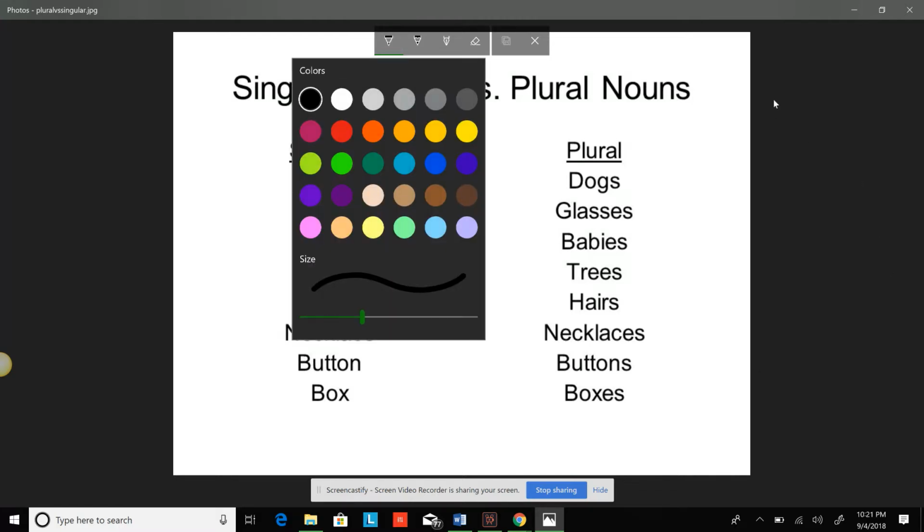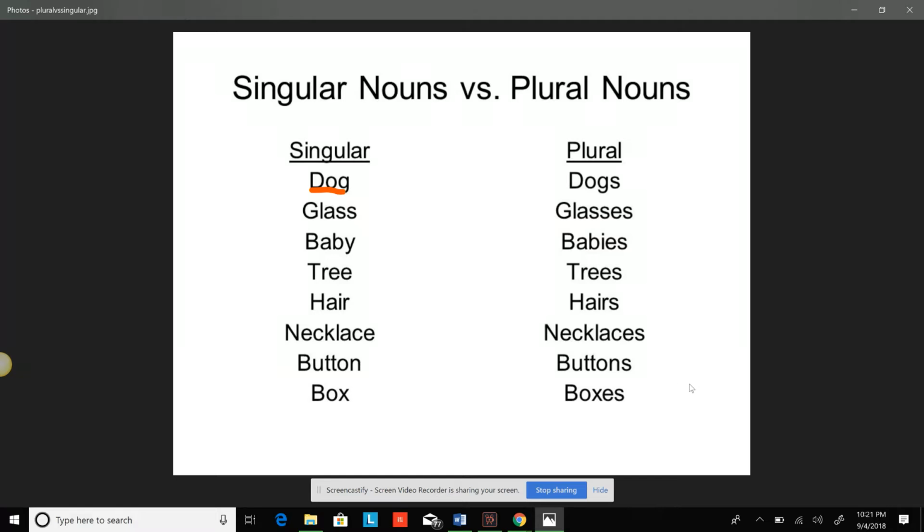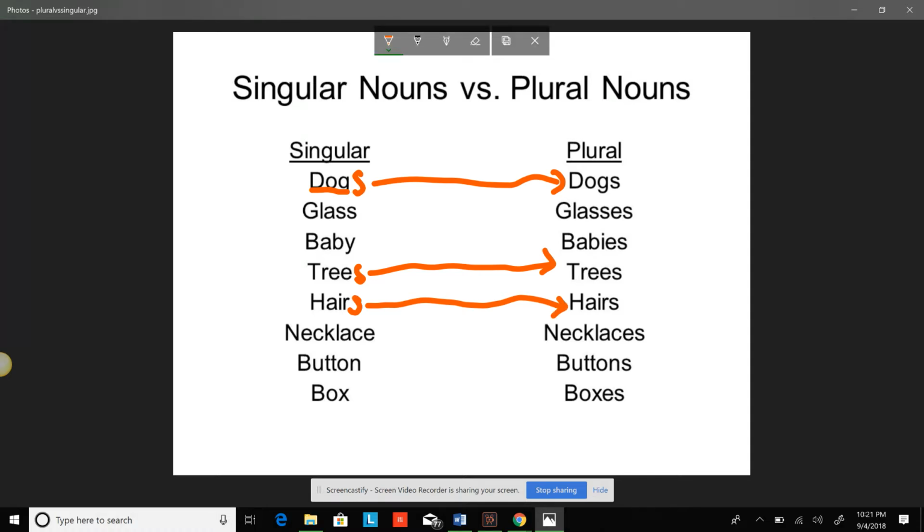All right, get ready. If it's just a regular noun, all we have to do is add an S. Take a look at the word dog. Nothing special. D-O-G. Add an S. Makes it plural, we're good, okay? Now, if we look at the word tree, T-R-E-E, nothing special. We add an S, that makes it plural. Even the word hairs, nothing special. Necklaces, doing the same thing. Buttons, nothing special, just adding an S.